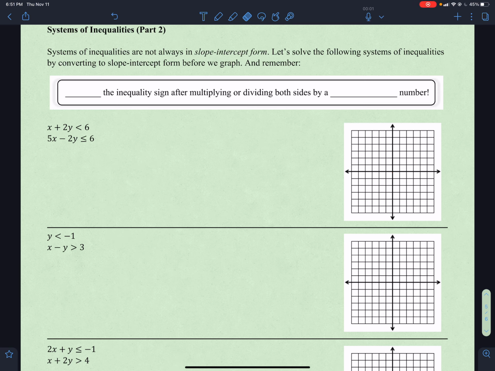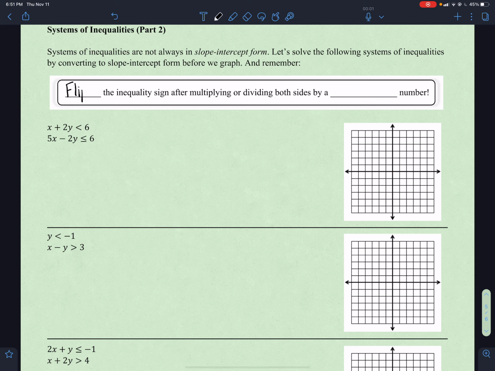Okay guys, we are on day 2 of solving systems of inequalities. Now, when we are graphing systems of inequalities, they may not always start us out in slope-intercept form. So there are going to be times where we have to manipulate the equation to get y by itself. Also, when we are working with inequalities, if we have to multiply or divide by a negative number, we are going to have to flip the inequality.